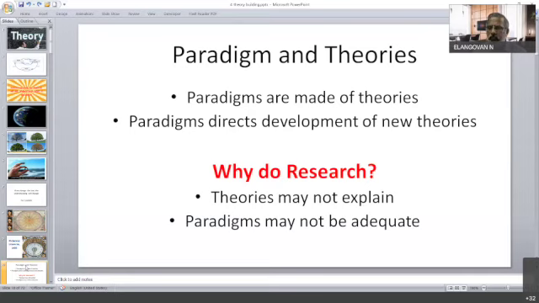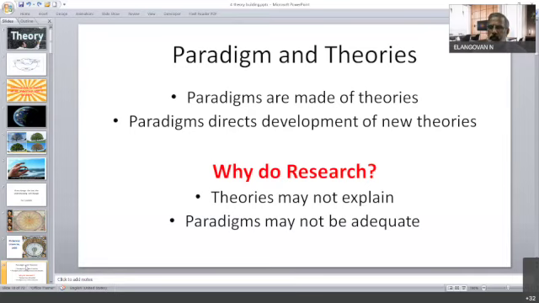So why do we do research? Research is a knowledge generation process, or it is a theory development. So knowledge is in the form of a theory. So when do we do research, or why do we do research?